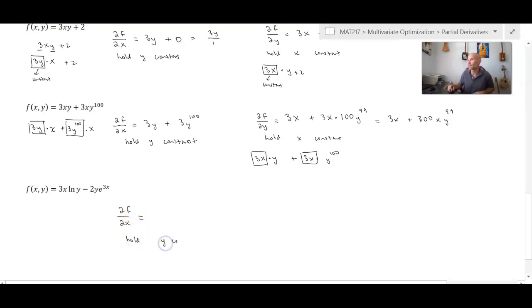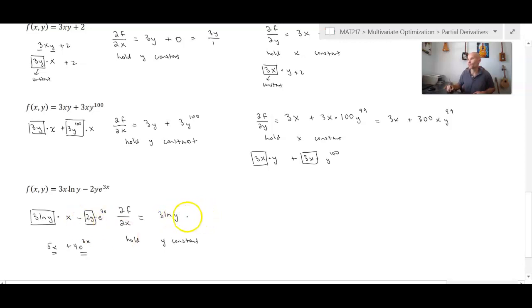So hold y constant. What I'm going to do here is rearrange this as 3 ln y times x, because this is all just multiplication. So that means anything having a y in it is going to be a constant, minus 2y times e to the 3x. And so this will be treated as a constant. So this is no different than taking the derivative of, say, 5x plus 4e to the 3x. The 5 and the 4 would still be multipliers, but we would take the derivative of this part and of this part. Okay, so the derivative of a constant times x is the constant.